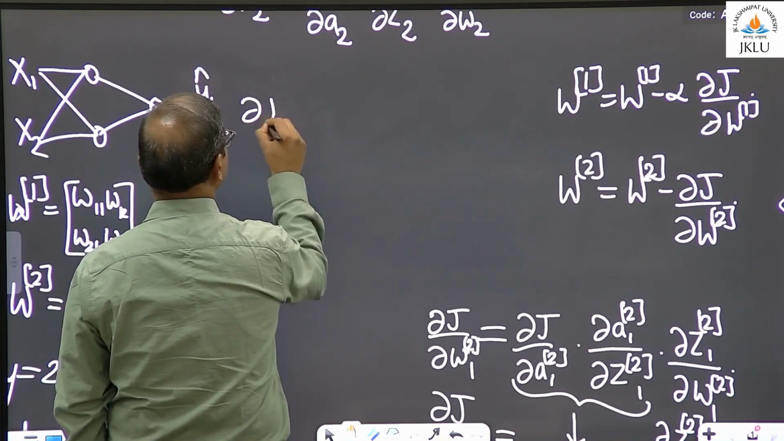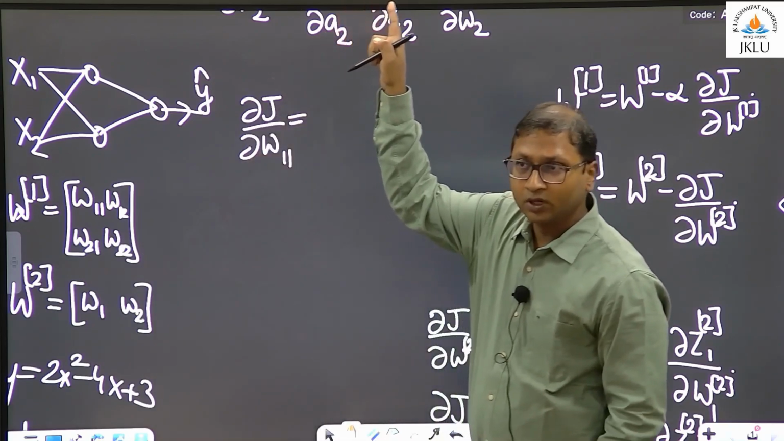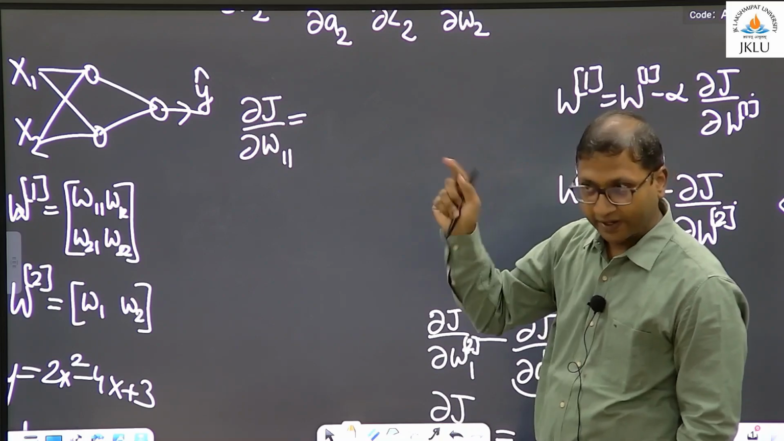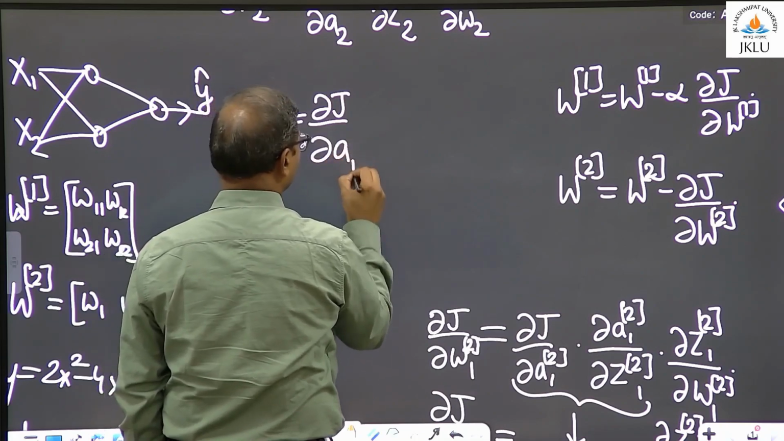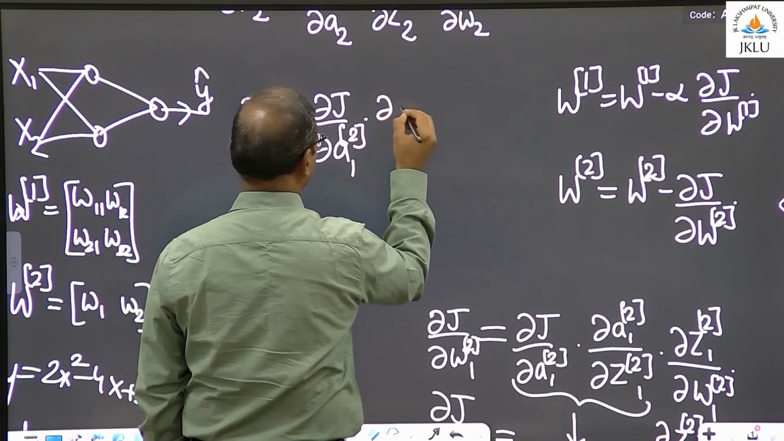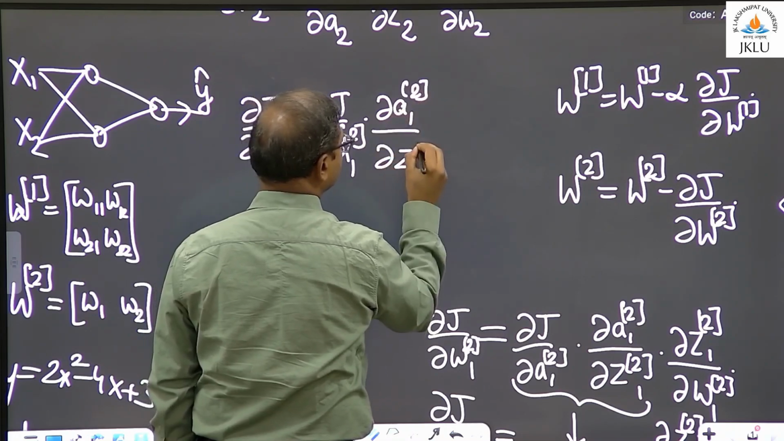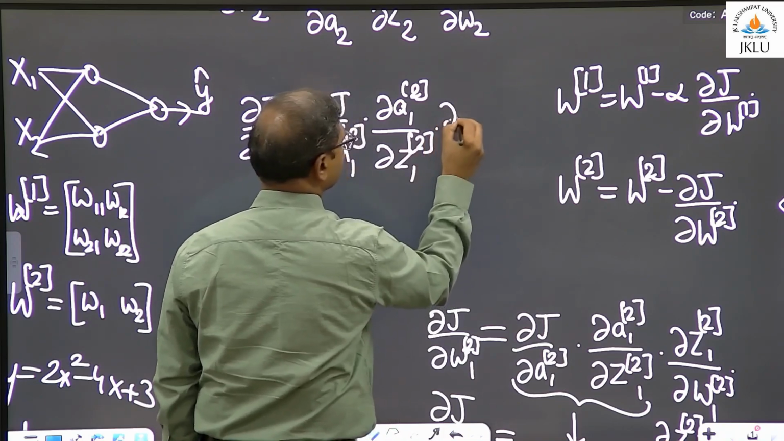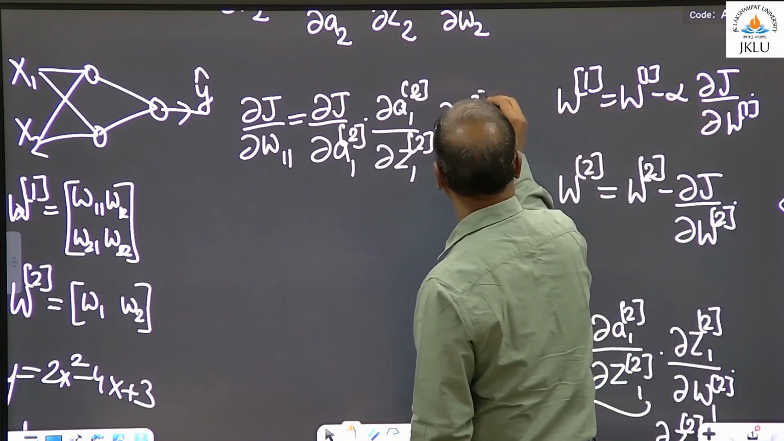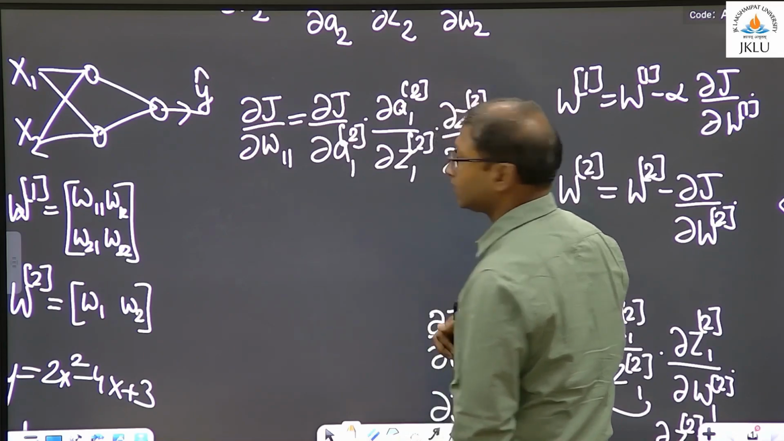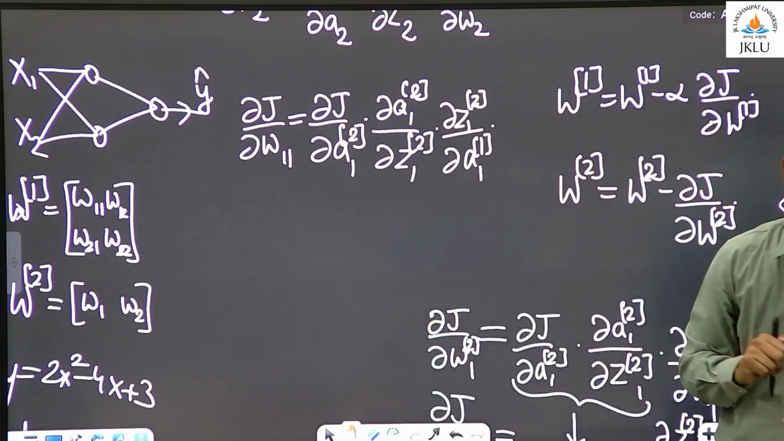Now, what will be del J by del W11? Same as what we have done before. How many terms will there be? 5. So, quickly give me that. Del J by del A, this remains common. A 1, 2, del Z. What next? Del Z 2, 1, del A1. Sure, this one. Why A1?